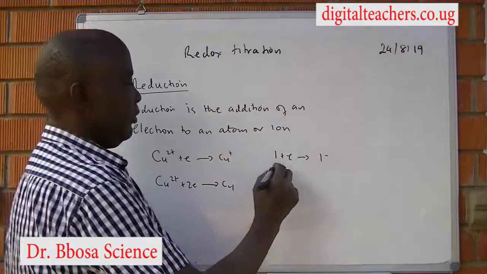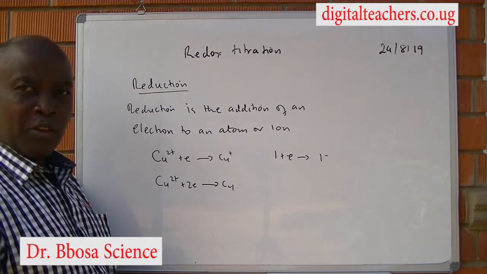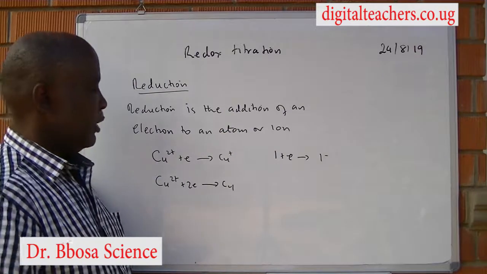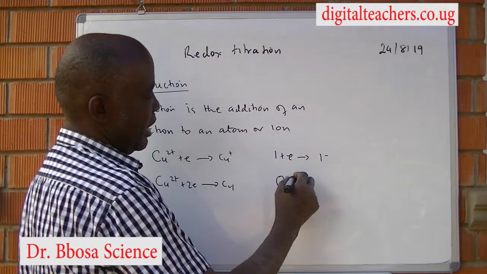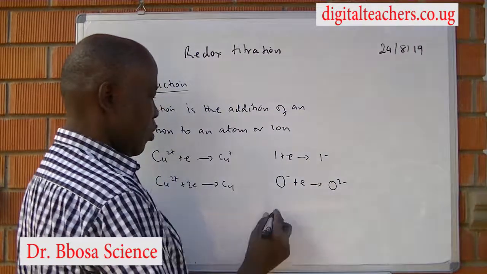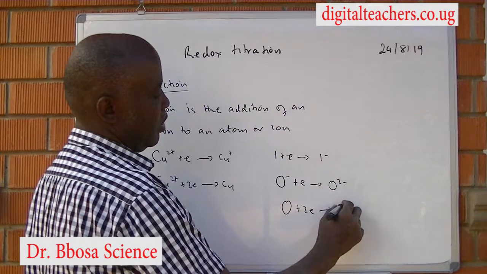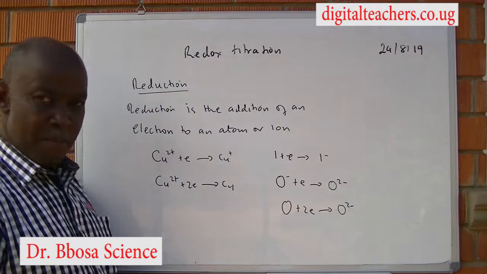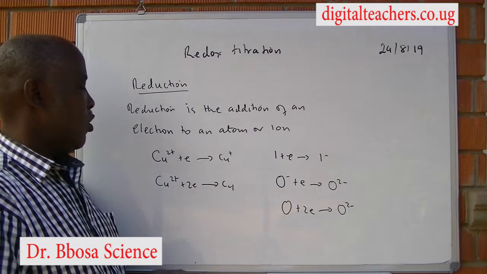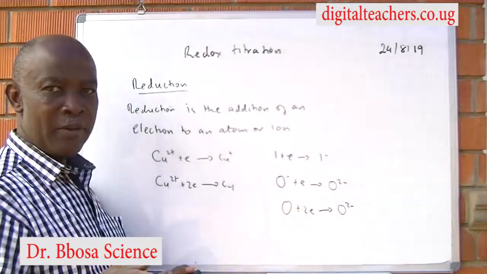Addition of an electron changes the charge on an ion by adding negative 1. Similarly, oxygen minus plus an electron, you get oxygen 2 minus, or oxygen plus 2 electrons, you get oxygen 2 minus. So adding an electron reduces the charge on an ion or on an atom by 1.